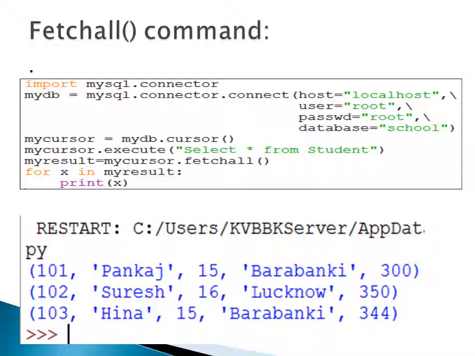When the loop iterates the first time, it will fetch the first record and print this record. See here. Then when the loop is executed the second time, x will access the second record from my result and print here. Then it will execute the third time and access the last record from my result list and print here. So the fetchall function fetches all records at a time and creates a list of records from the record set.